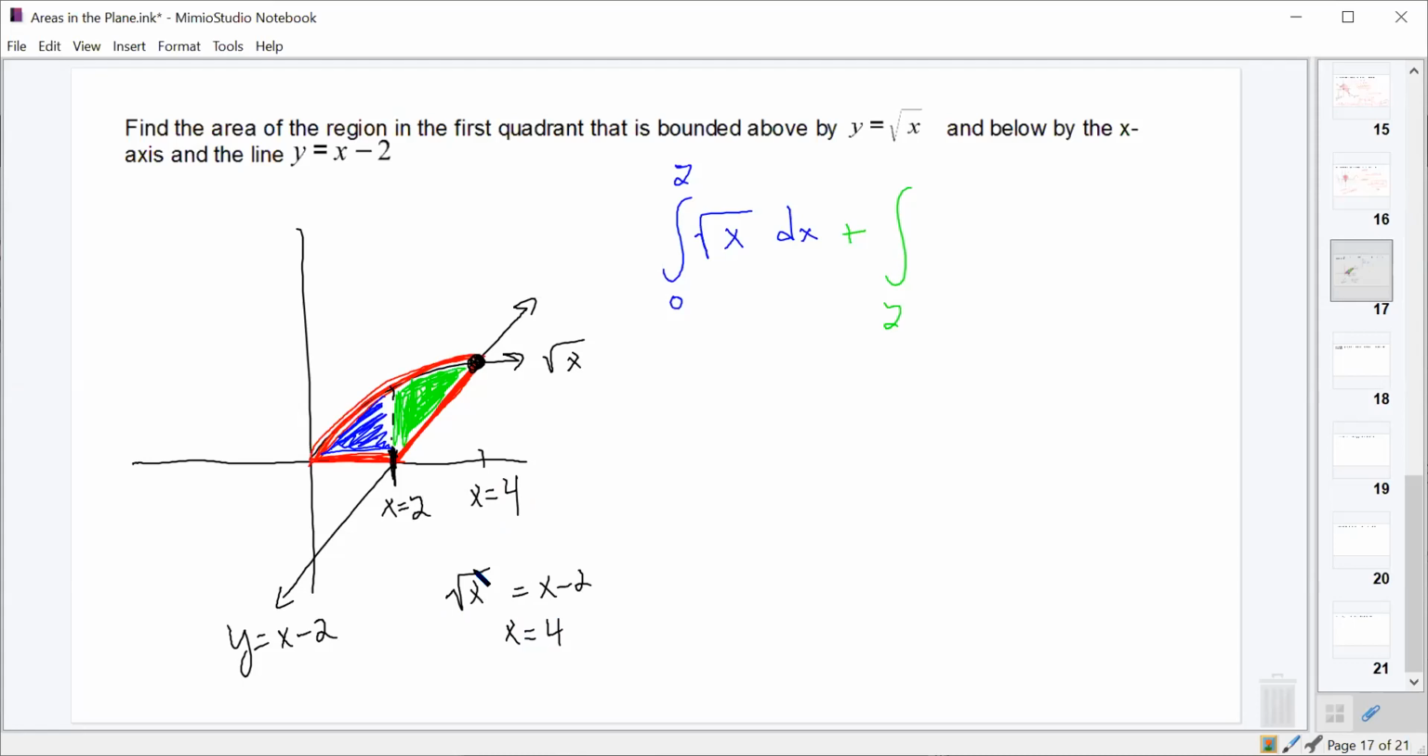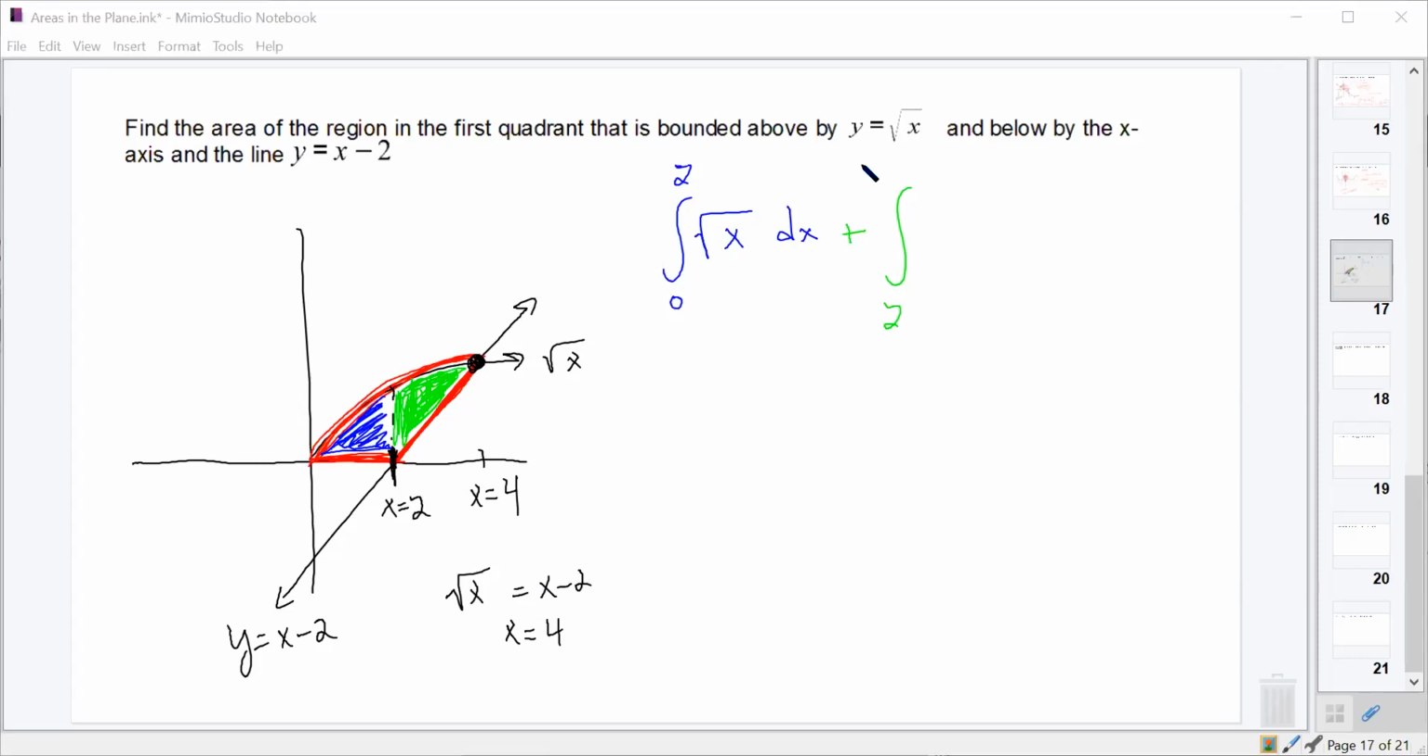If you had to, you could square both sides to get x equals x squared minus 4x plus 4, and then turn it into a quadratic and solve, and you'd get x equals 4, and x equals 1, which would be an extraneous solution. But hopefully just from inspection, we see that that's x equals 4.